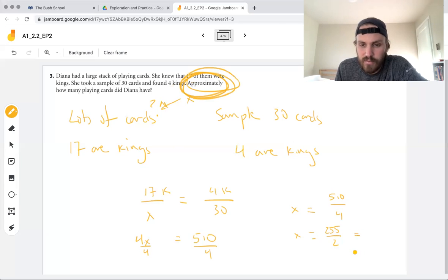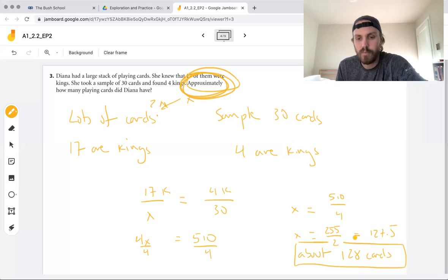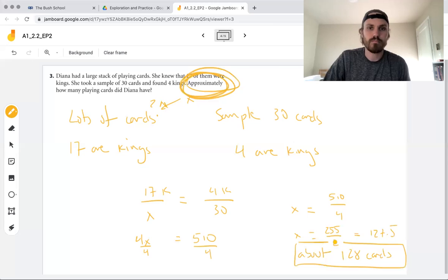So 255 divided by 2 is, let's see here, 127.5. So I'm going to say about 128 cards, right? Because this is an estimation thing. It's not going to be exact, but we know that there are about 128 cards.